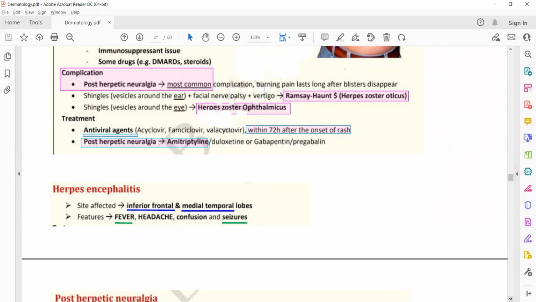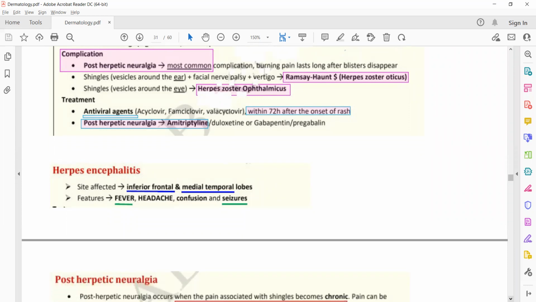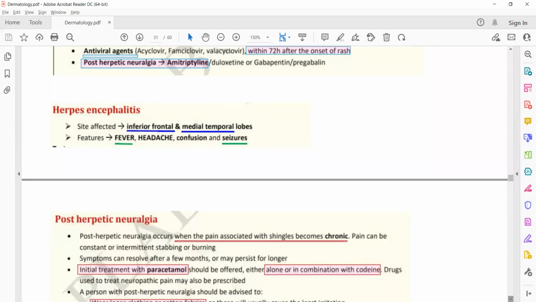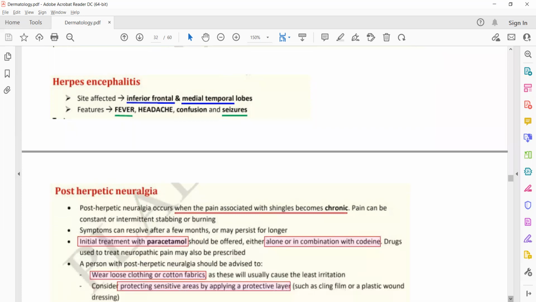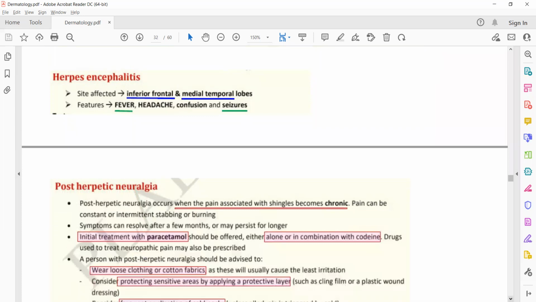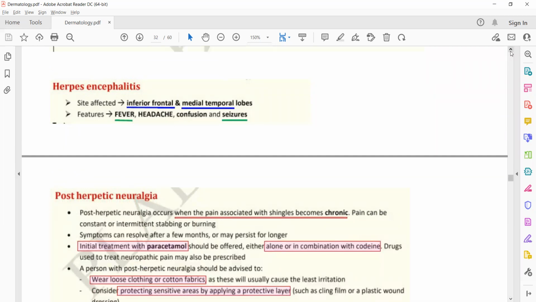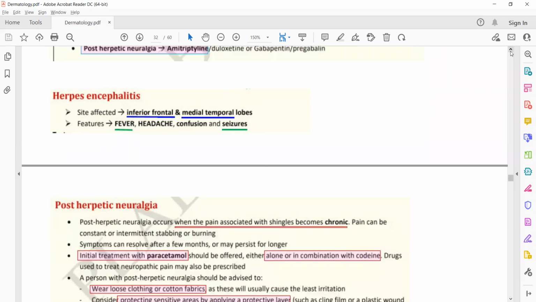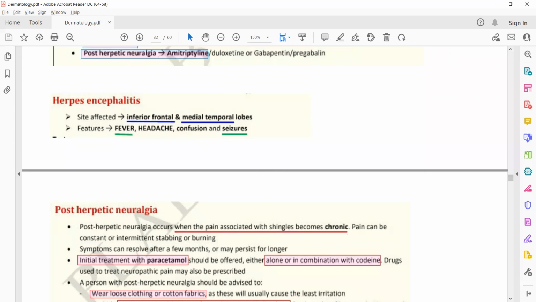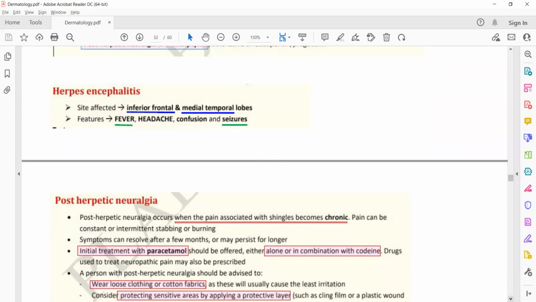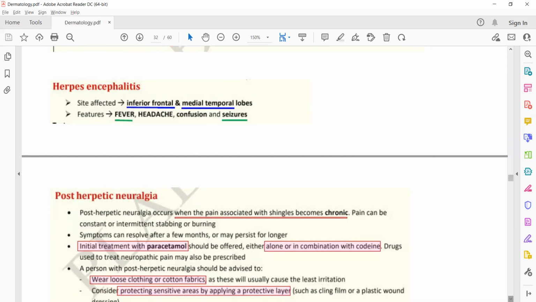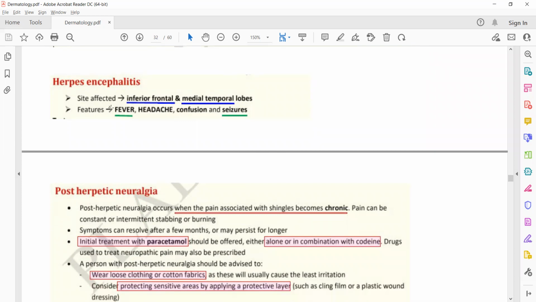Remember that herpes virus can also cause encephalitis, and we have discussed this meningoencephalitis or encephalitis in the neurology chapter. So here you just need to remember that herpetic infection can be complicated by the development of encephalitis as well. So it is one cause of viral encephalitis, and the presenting features are severe headache, confusion, and seizure, etc.